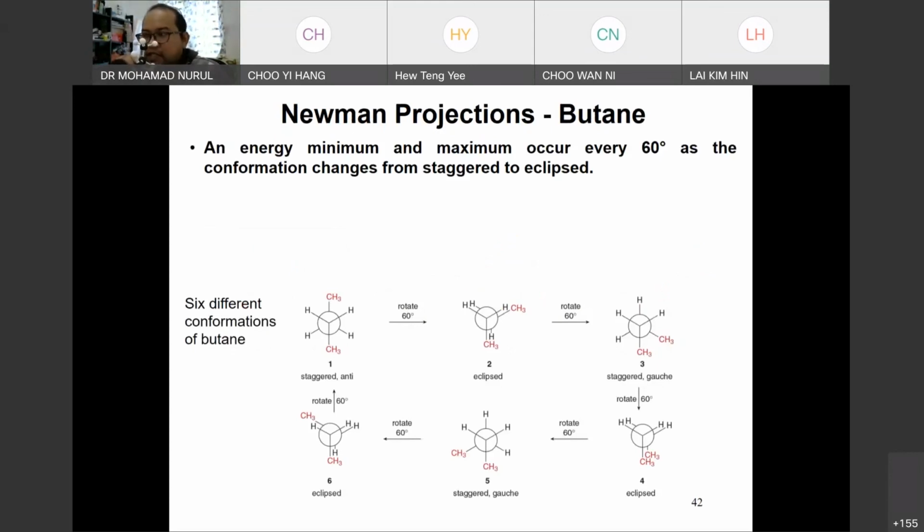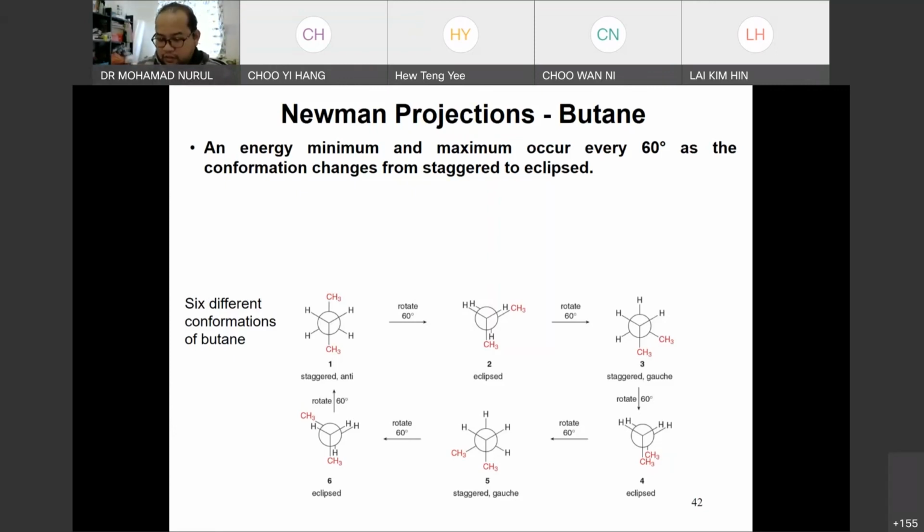But it's better to start with the energy minimum, which is the most stable one. This one is butane, the most stable one. It means you have to draw the most stable one first. It's easy because it will reflect the energy diagram. So for example, we have butane. How to draw it?